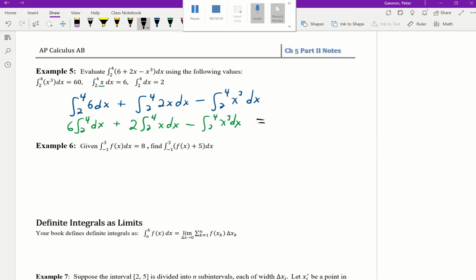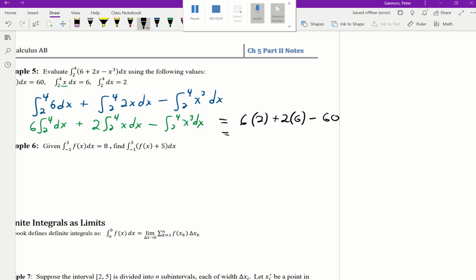From there, we can simply substitute. So this is 6 times, well, the integral from 2 to 4 of dx is 2. So 6 times 2 plus 2 times the integral from 2 to 4 of x dx is 6. And then, whoops, that's supposed to be a minus. And the integral from 2 to 4 of x cubed is 60.